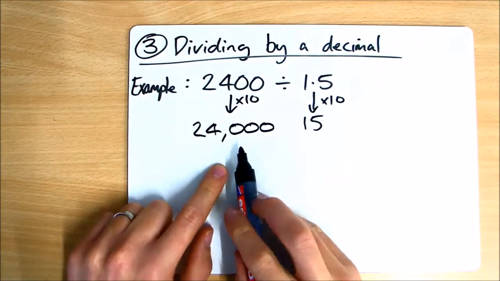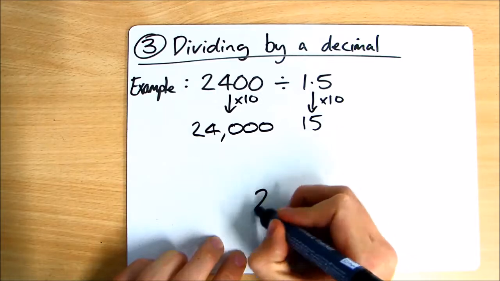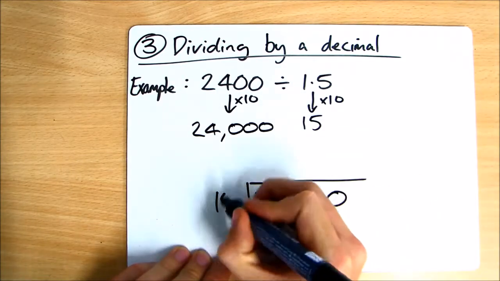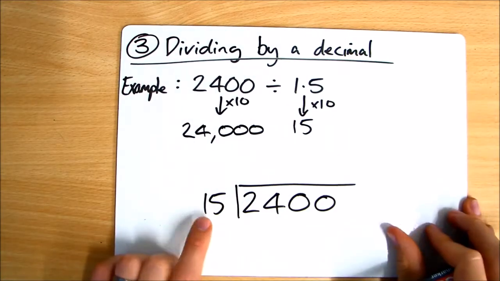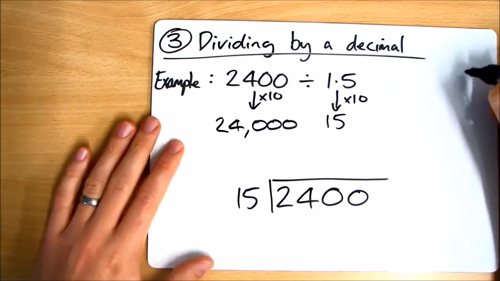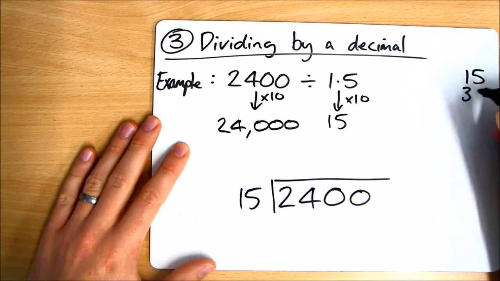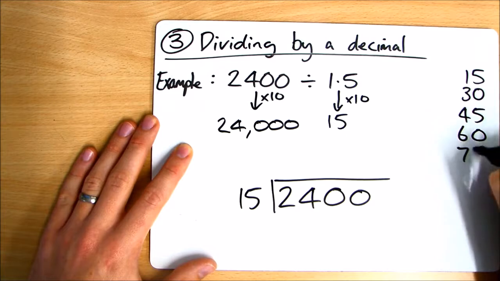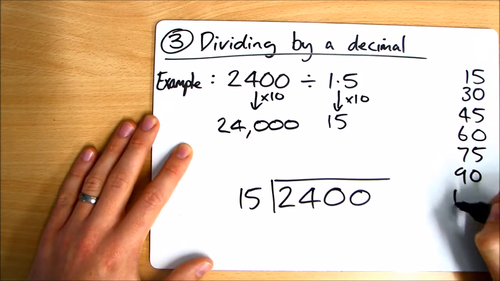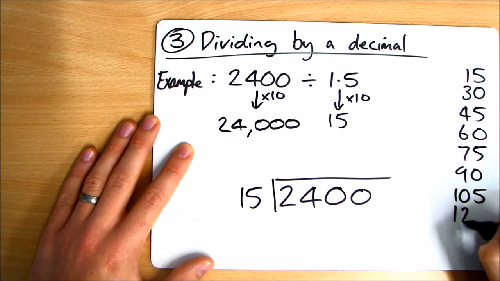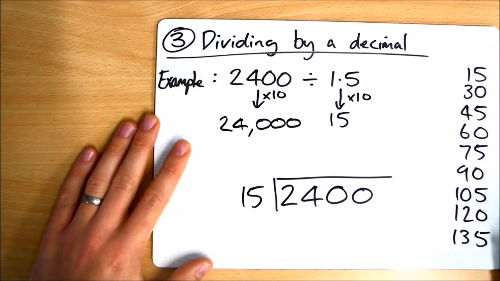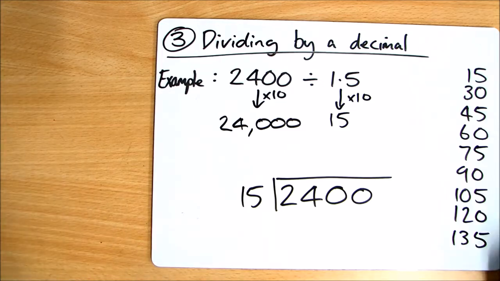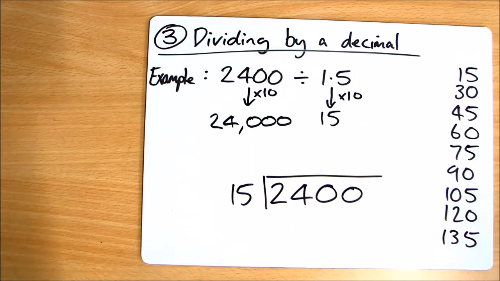So now we've got to divide 24,000 by 15. So let's do our bus stop. 24,000, 15. Now look, we're dividing by a 2-digit number, so the first thing we'll do, once we've done that, is our 15 times table. 15, 30, 45, 60, 75, 90, 105, 120, 135. 1, 2, 3, 4, 5, 6, 7, 8, 9. Remember, we only ever need to go up to 9 times anything to get this to work.